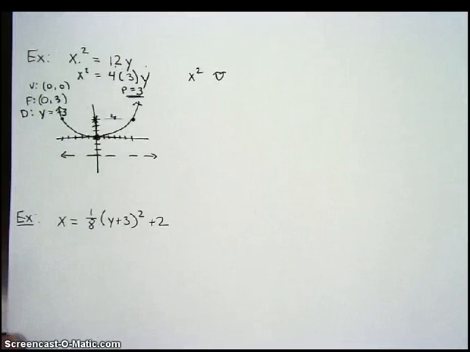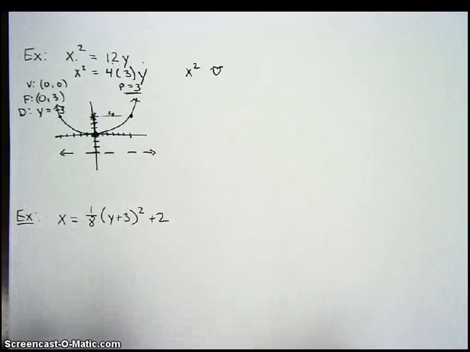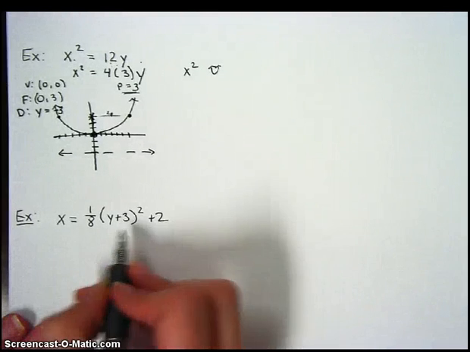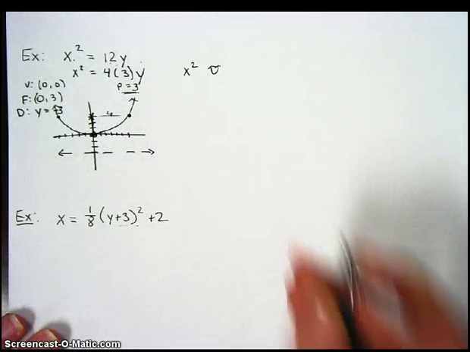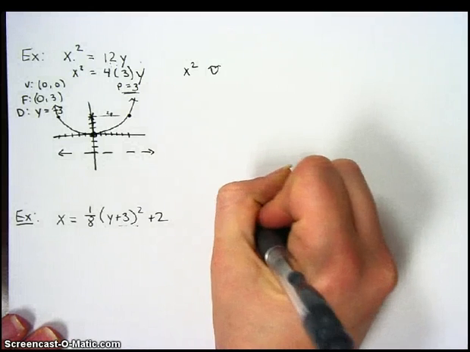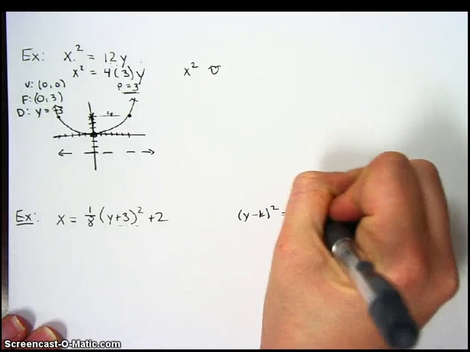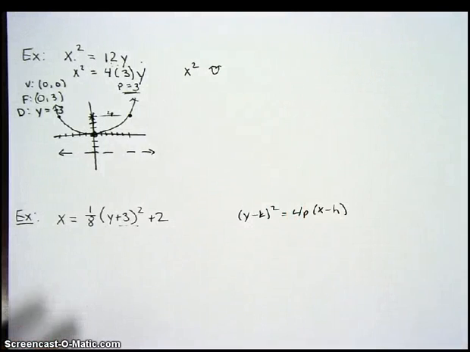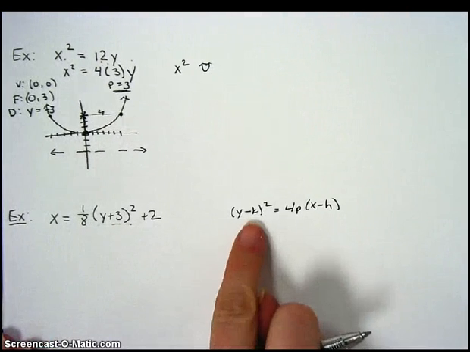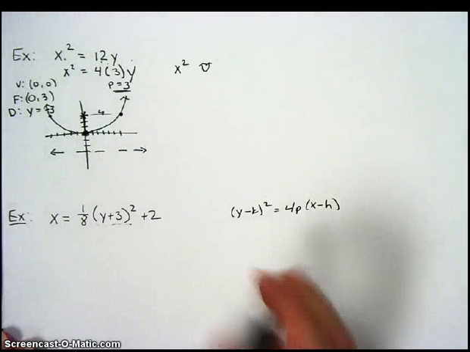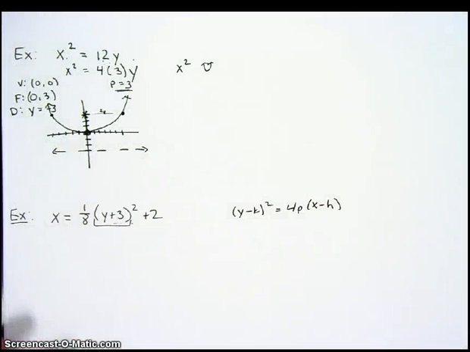The second example, we run into a little bit of craziness. It is not in standard form. Notice you have your y term squared, so we know we're looking for (y minus k) squared equals 4p(x minus h). We need to get it into this form, so we need the (y minus k) squared to be by itself. So we need this term to be alone.